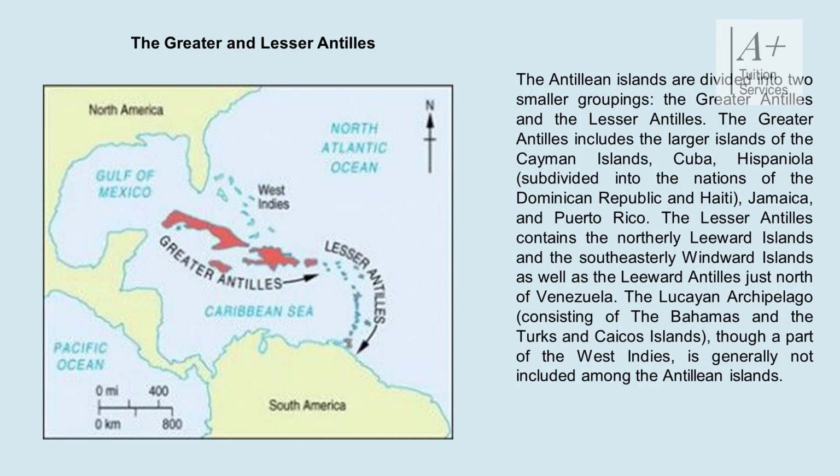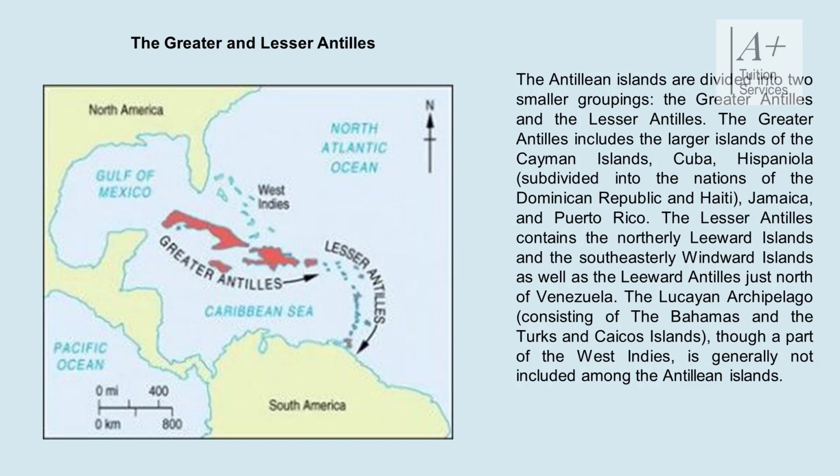The Lesser Antilles contain the northerly Leeward Islands and southeasterly Windward Islands, as well as the Leeward Antilles, just north of Venezuela. Okay? So countries such as Trinidad and Tobago, Barbados, Grenada, St. Vincent and the Grenadines, Dominica, etc. are considered the Lesser Antilles. All those small islands are the Lesser Antilles.